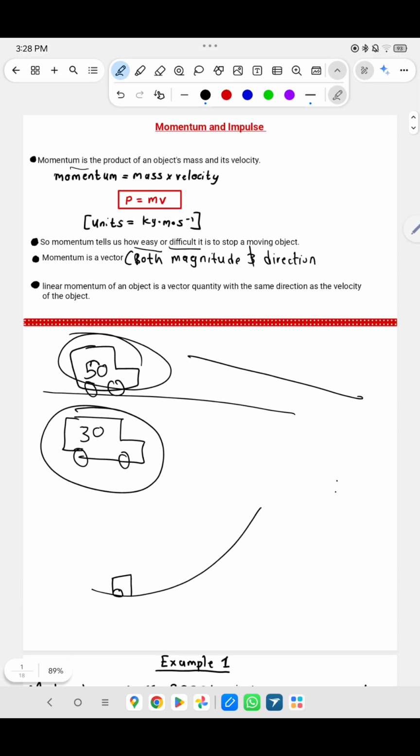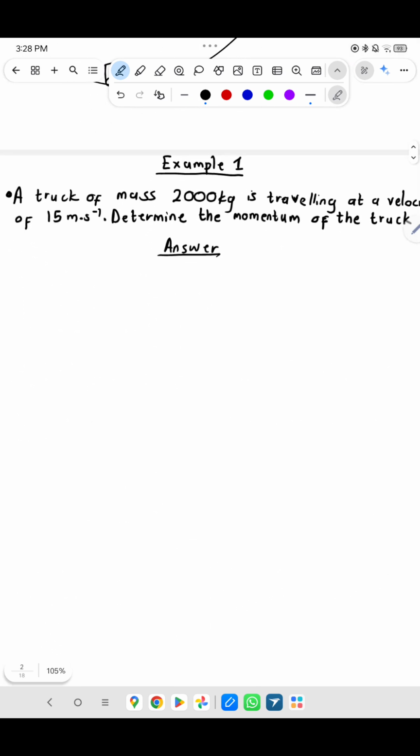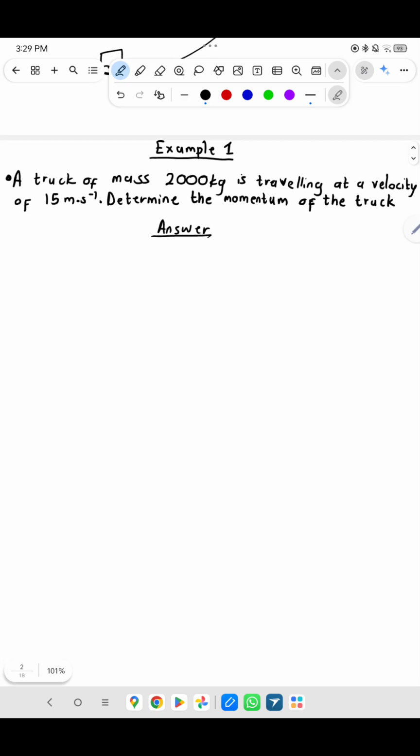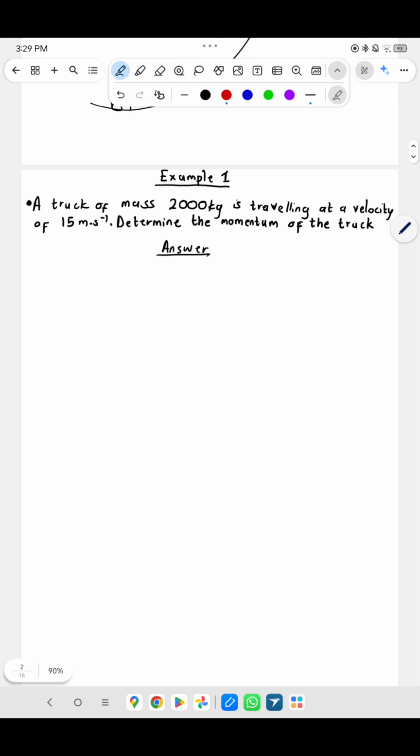So let's look at how we can use this formula to calculate momentum. Let's look at this example, which says that a truck of mass 2000 kilograms is traveling at a velocity of 15 meters per second. The question says determine the momentum of the truck. The most important thing when answering the question is to underline the data. You are given the mass of this truck, which is 2000 kilograms, and its velocity, which is 15 meters per second.